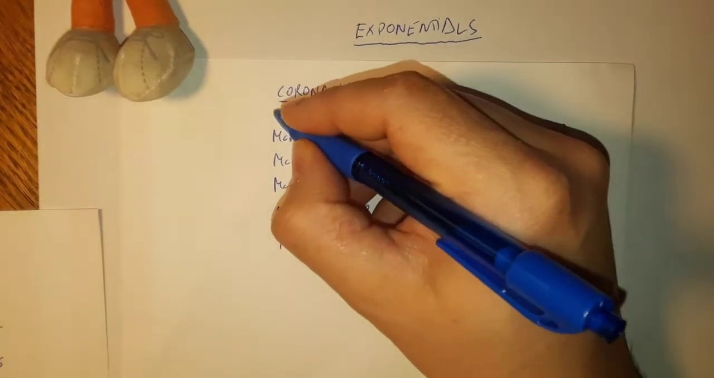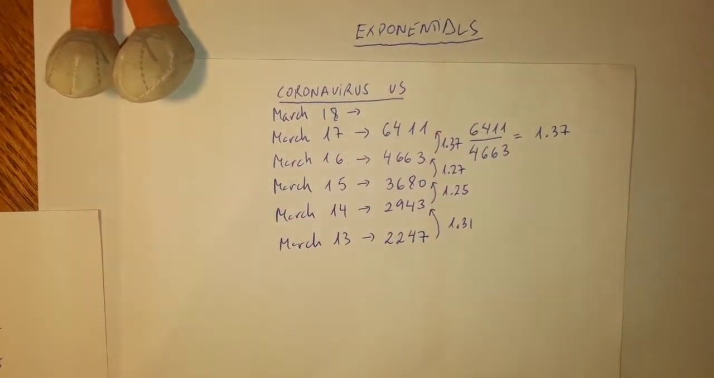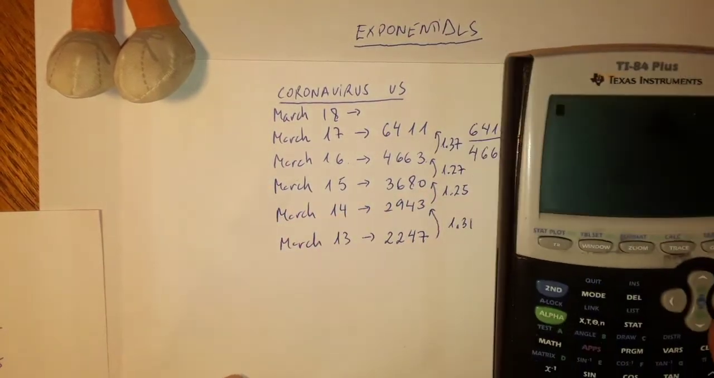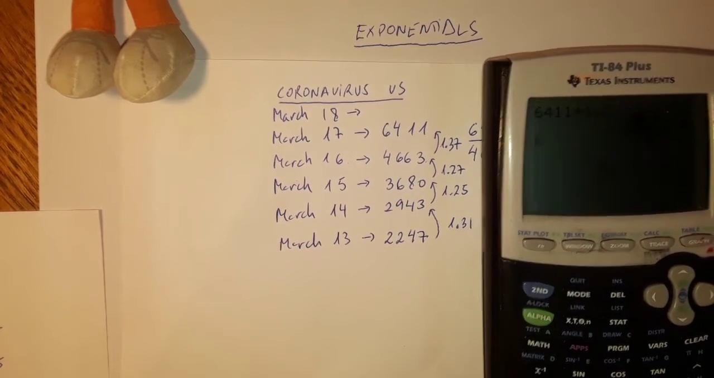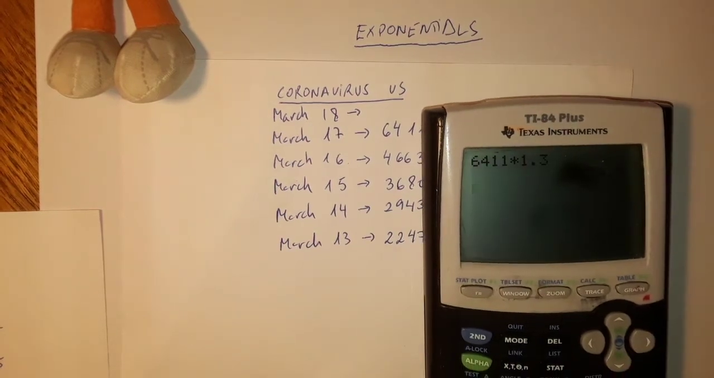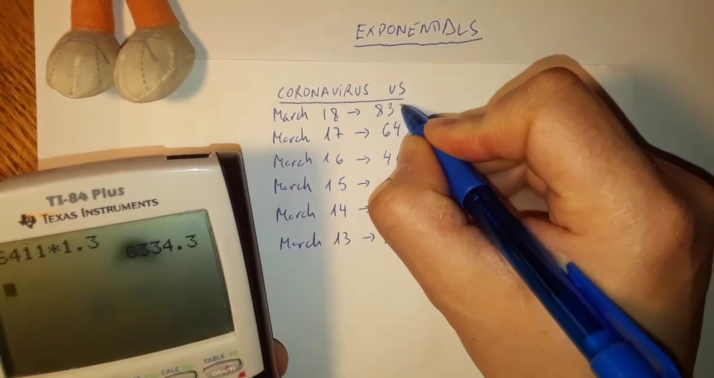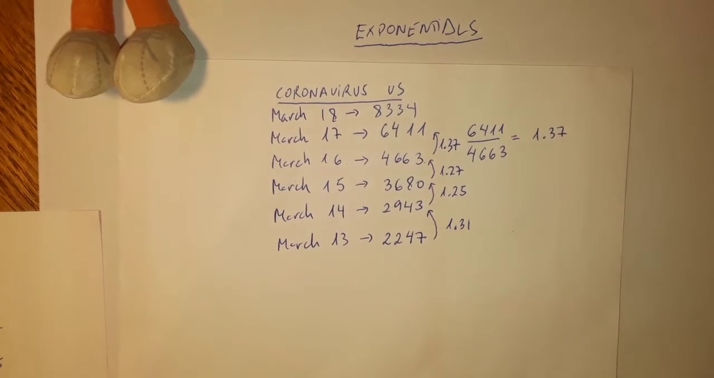So for March 18, I'm going to use the calculator for that. If we multiply 6,411 times 1.3, what we're going to have for today, more or less, is 8,334 cases, okay?